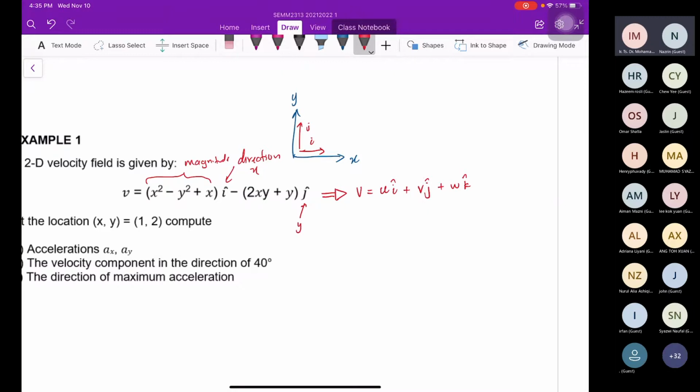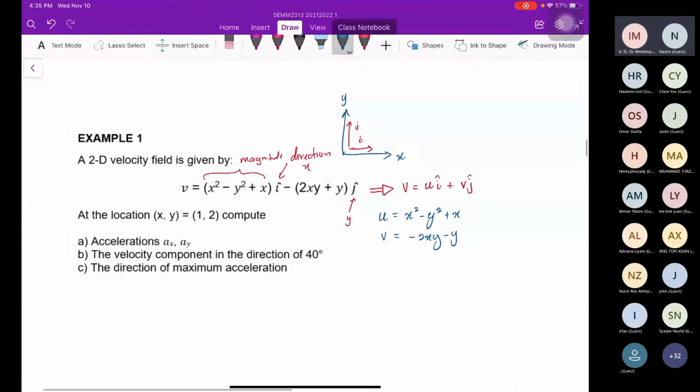Since it only involves I and J, we cancel out this term. Right? We delete this term to ease our calculation. Then we can compare. U is what? We know that U is x squared minus y squared plus x. And V now becomes negative 2xy, negative y. Now you can do the comparison.